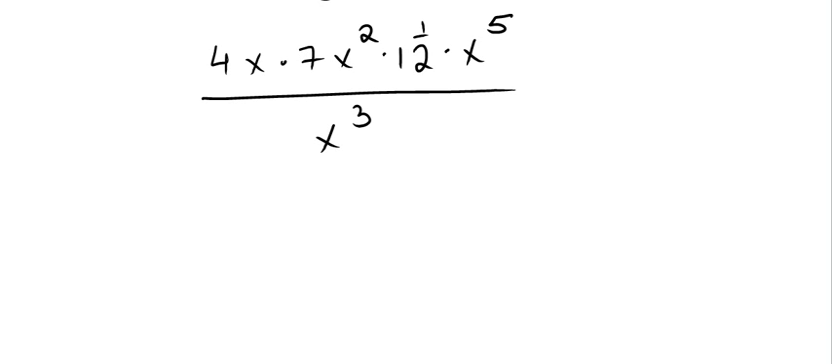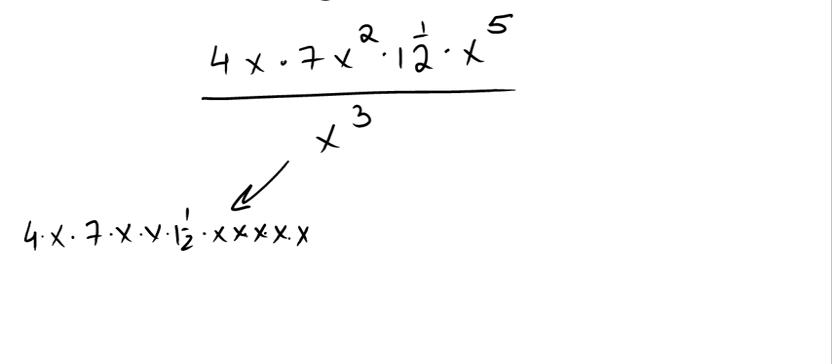And the first rule is when in doubt, expand it out. So what I'm going to do is expand this so we can actually see everything. So this is just like saying 4x times 7 times x times 1.5 times 1, 2, 3, 4, 5. I can do this. I mean, that's the meaning of powers. I mean, usually we don't do this, but we can. And in the bottom, I have x cubed, so that's x times x times x. Cool.